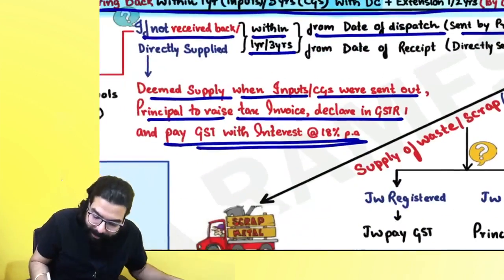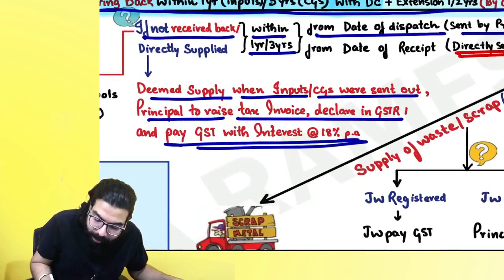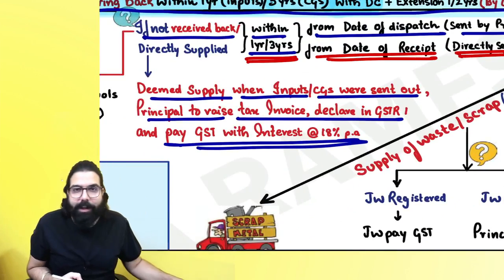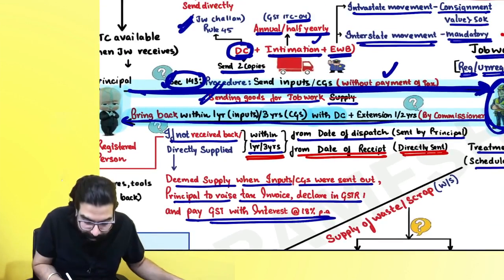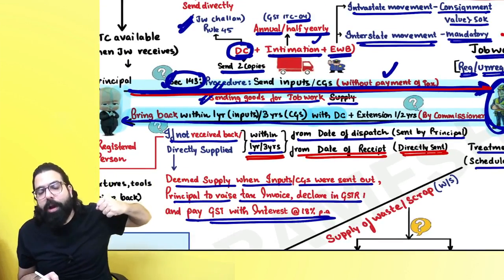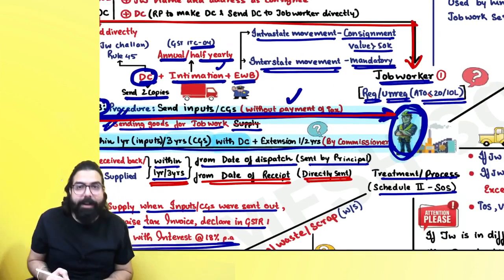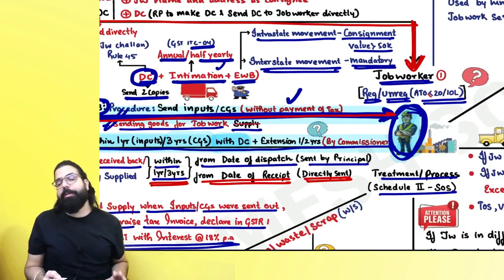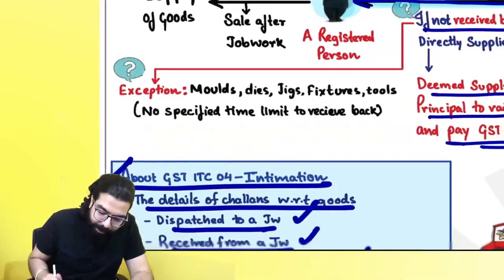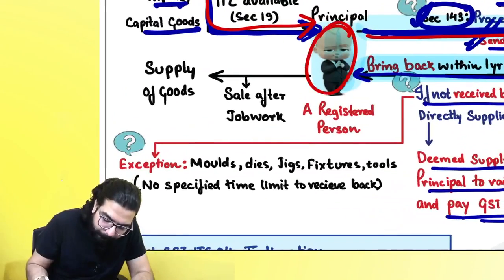That is, in case of goods directly sent to the job worker, from the date of receipt by the job worker, the goods should come back within 1 year or 3 years. See, one is when you are sending, then from the date of dispatch, within 1 year or 3 years the goods should come back. If the goods are directly received by the job worker, within 1 year or 3 years they should come back.